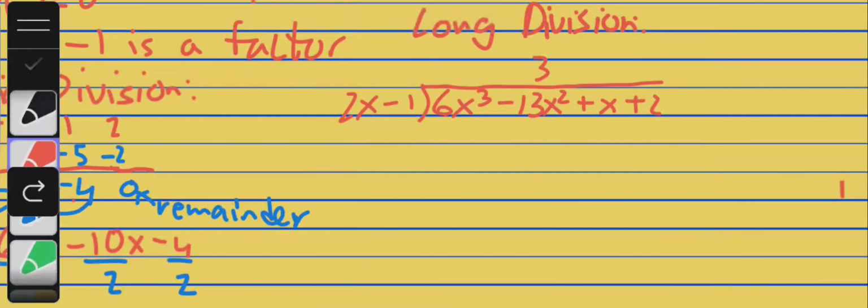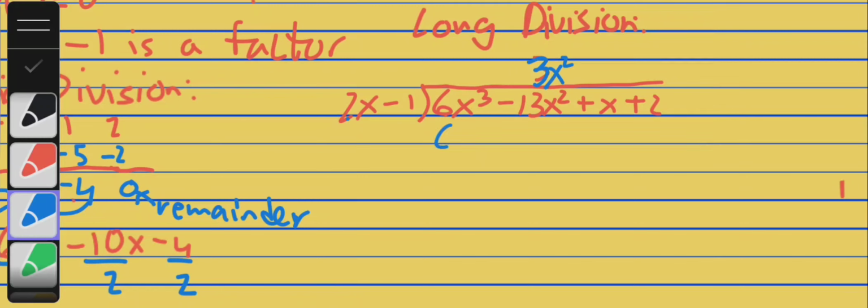I'm going to use blue. 3x squared. And then that 3x squared times the 2x here is 6x cubed, and 3x squared times -1 is negative 3x squared. When we subtract, negative 13x squared minus negative 3x squared is negative 10x squared. Right? If you disagree with anything, let me know. Then we carry down the plus x.